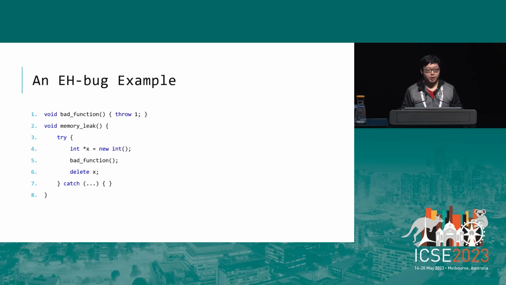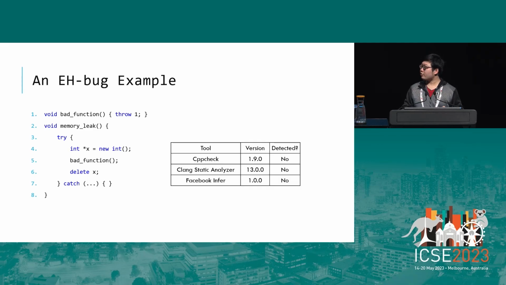Here is an example of a memory leak. The variable x will be leaked if the bad function throws an exception. This is a very simple example and is also typical. We have tried several static analysis tools on this example. Some of you might be familiar with these tools. However, none of them detected this memory leak. This is because they do not properly model the exception behavior.